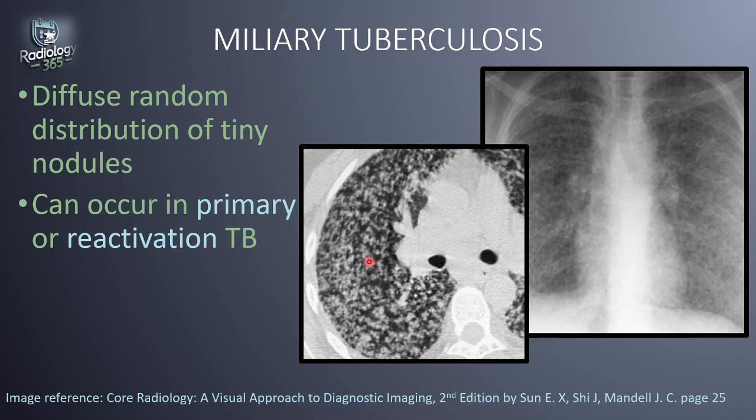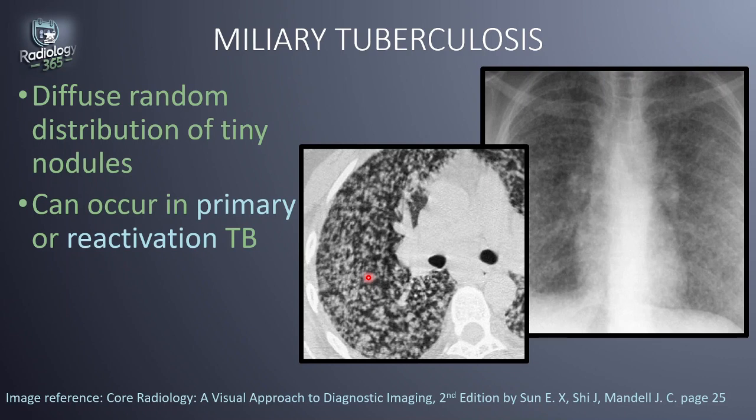So to summarize, primary TB usually has non-specific findings. It may be normal, it may have features that just look like a pneumonia, but you can't look at a plain radiograph or CT and say this is primary TB. You can just give it as a differential.